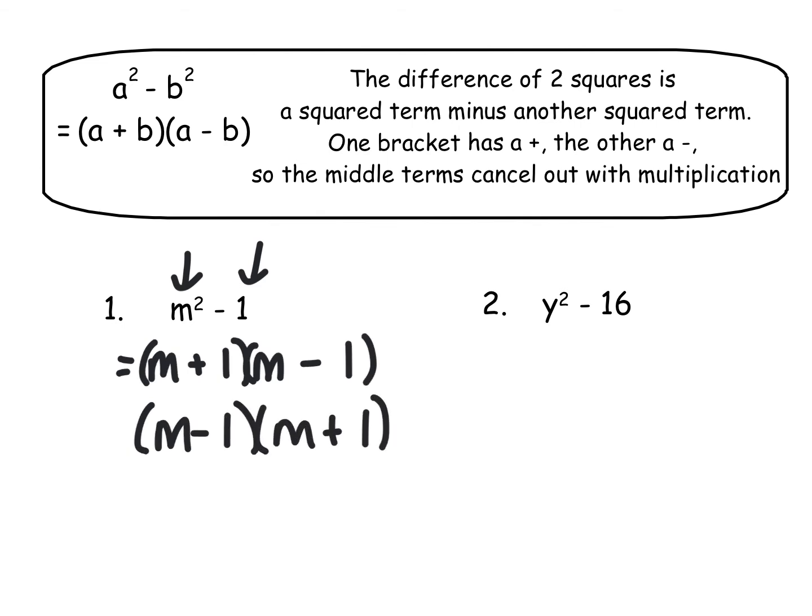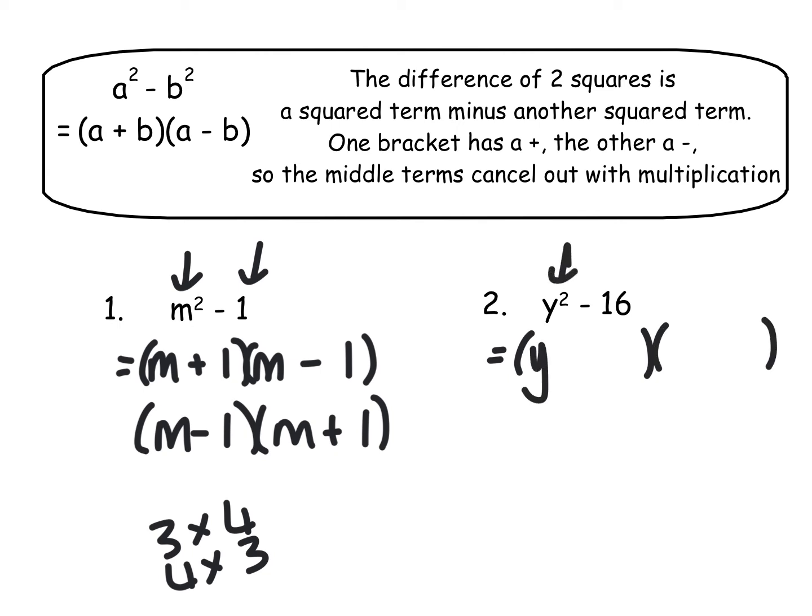And it's really important to remember that that's the exact same thing. You do have the same brackets here. It's a bit like 3 times 4 being the same as 4 times 3. They can be written either way around. So let's look at the next one. So we've got y squared minus 16, so open brackets. To get y squared, the first terms are y and y. The square root of 16 is 4, so we've got a 4 and a 4. One's got a plus, one's got a minus.